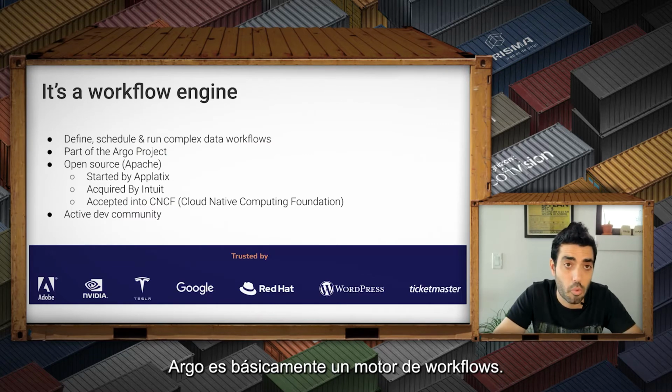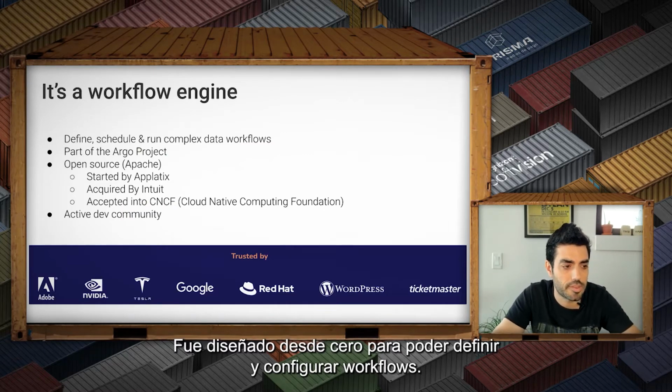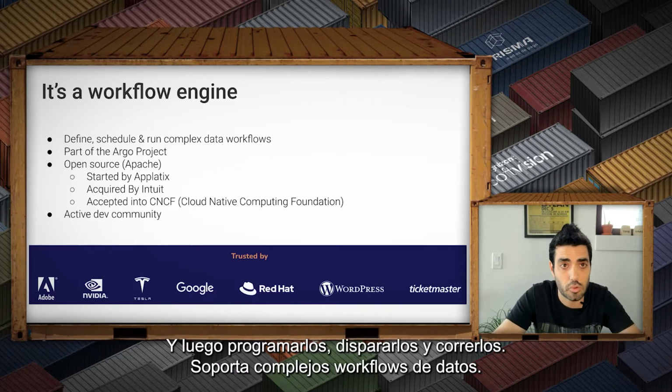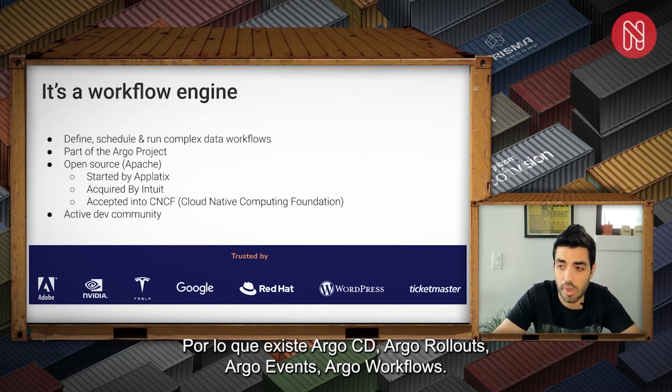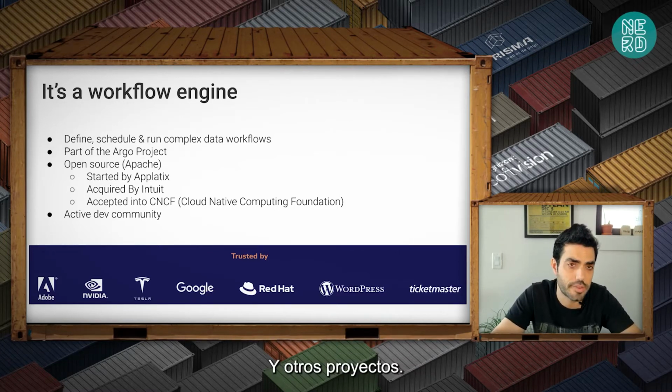Argo is basically a workflow engine. It's designed from the bottom up to be able to define and configure workflows, and then schedule, trigger, and run them. And it supports complex data workflows. It's part of the Argo open source project. So there's Argo CD, Argo Rollouts, Argo Events, Argo Workflows, and other projects.